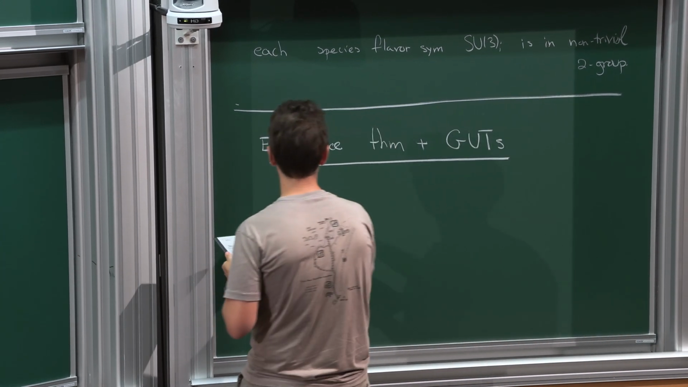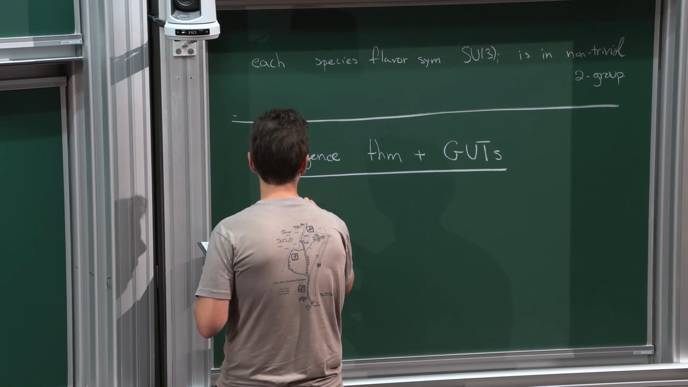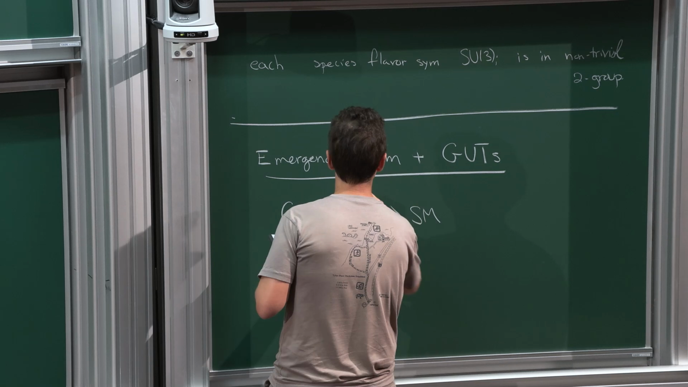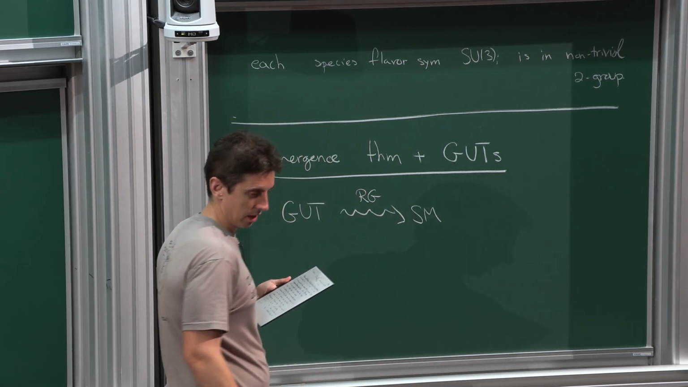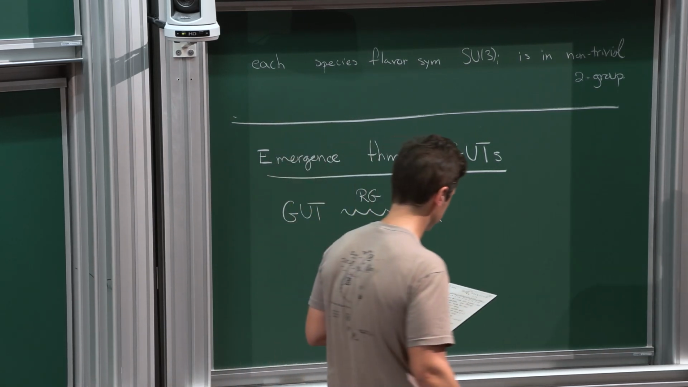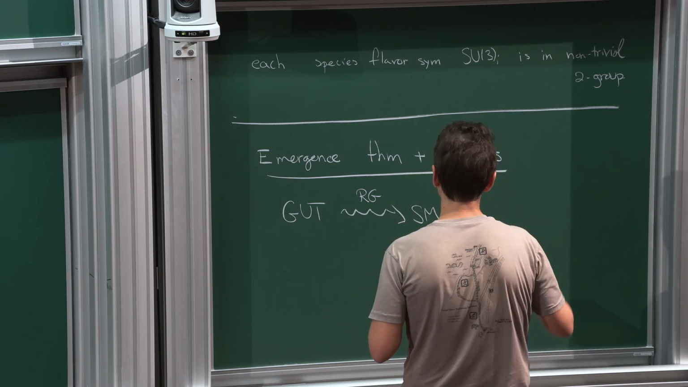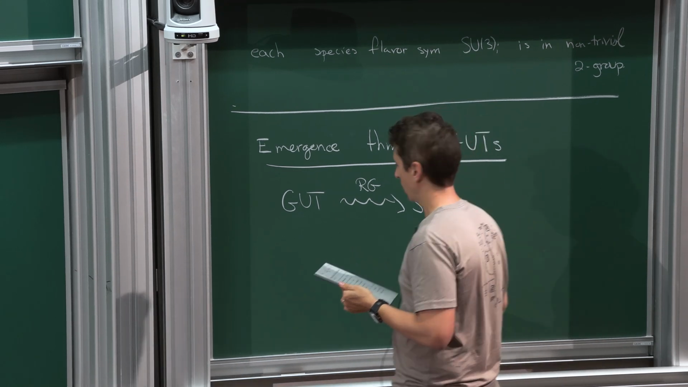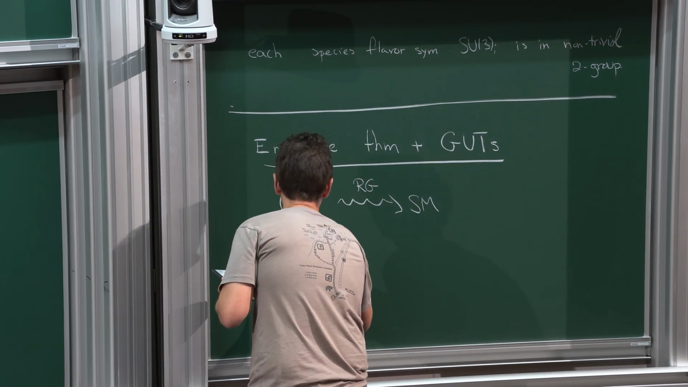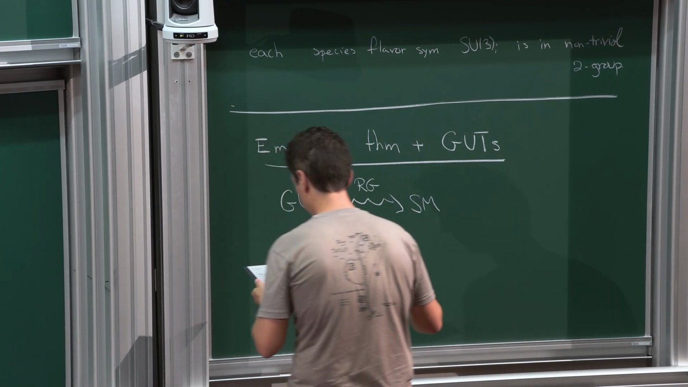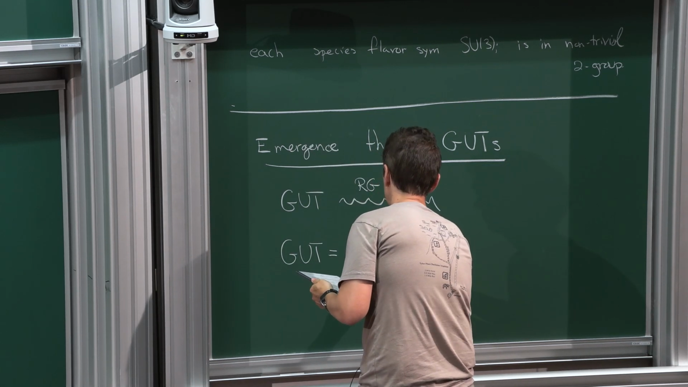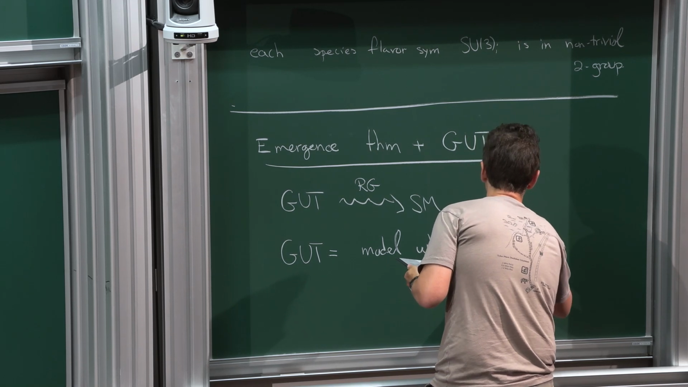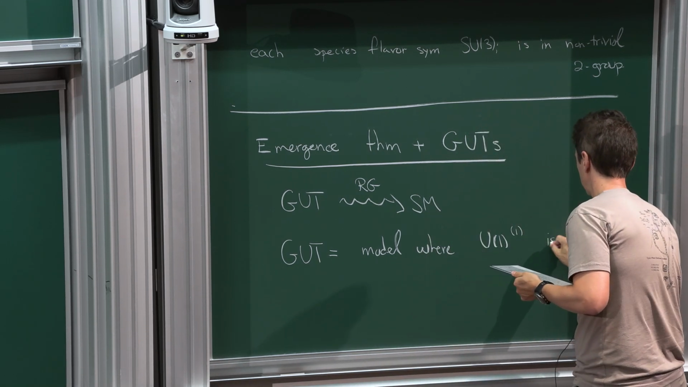OK, so first we have to say what a GUT is. The GUT is our name for our UV model. So we have an RG flow starting at this GUT and terminating at the standard model. So what's a GUT? I claim that a GUT, for this purpose, will be a model where U(1)_Y is broken.